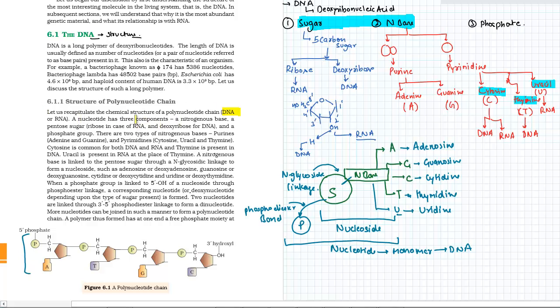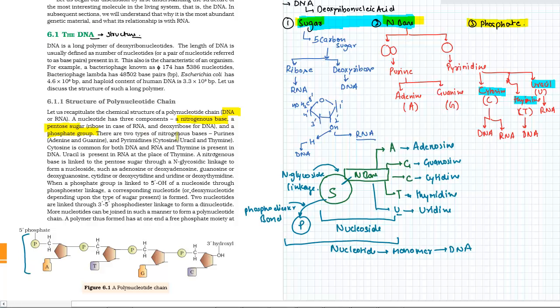The nucleotide has three components. Number one, nitrogenous bases, and the pentose sugar. If it is a 5 carbon sugar, and if it is ribose, then it is a component of RNA. If it is deoxyribose, this is a component of DNA. And the phosphate group. The phosphate group is right here.